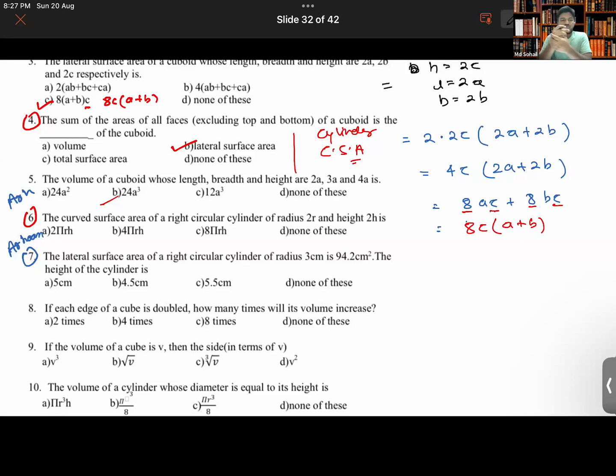Sir, what does it mean by right circular cylinder? Right circular simply means it looks like this, and the angle formed by the height with the base is 90 degrees. That is what it simply means.